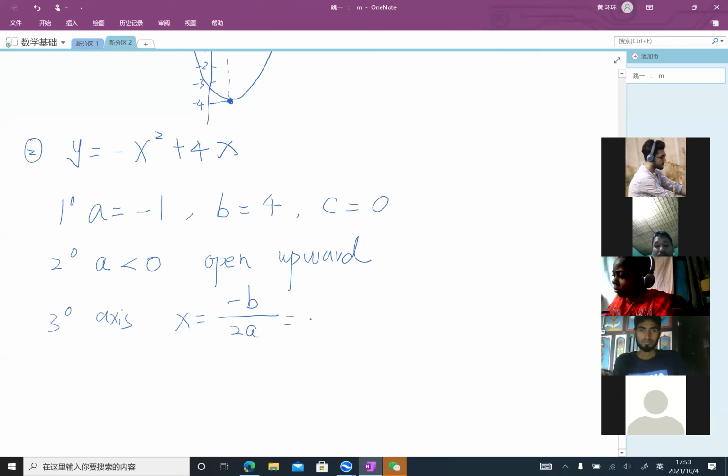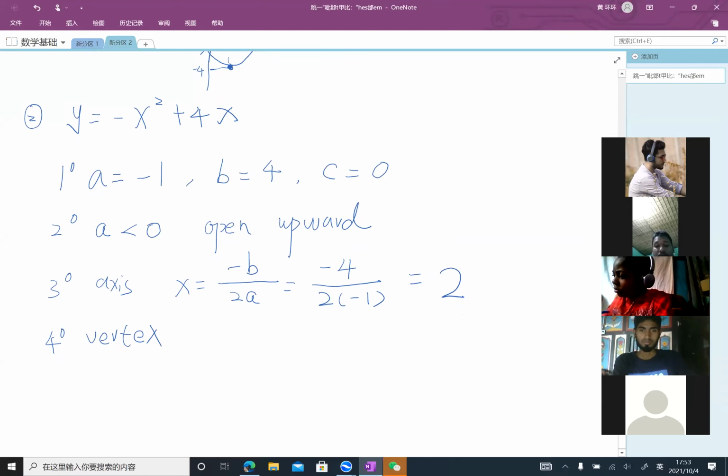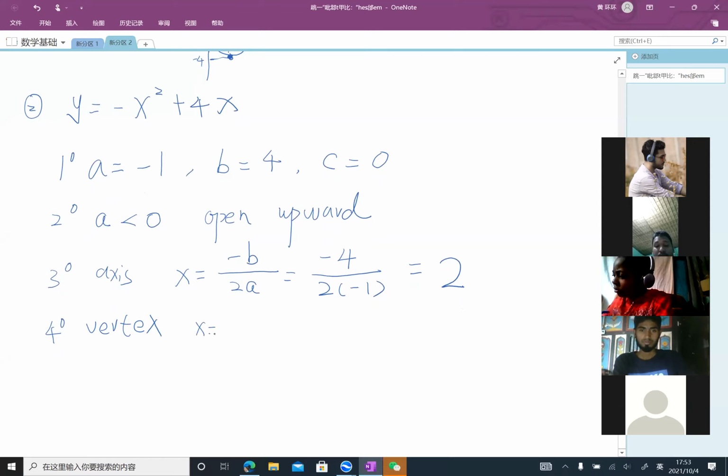over 2a, which is equal to minus 4 over 2a, which means 2 multiplied by negative 1, and then it will be equal to 2, right? So the axis for this parabola is x equal to 2. And then we can get the vertex for this parabola. The x coordinate for this vertex is x equal to 2.